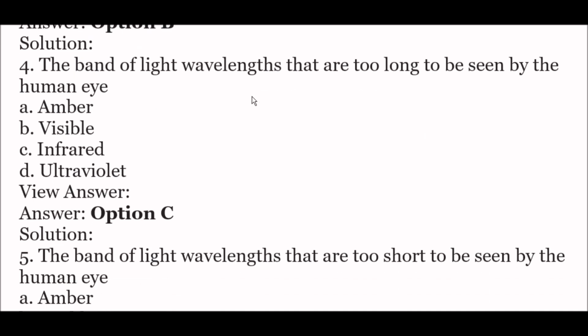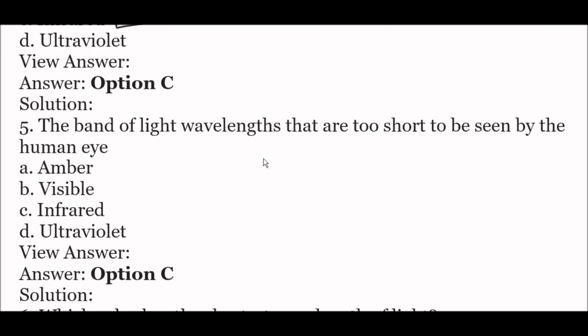Next question. The band of light wavelengths that are too long to be seen by the human eye. Option A, amber. Option B, visible. Option C, infrared. Option D, ultraviolet. Right answer is option C, infrared. Okay. The band of light wavelengths that are too long to be seen by the human eye is infrared.